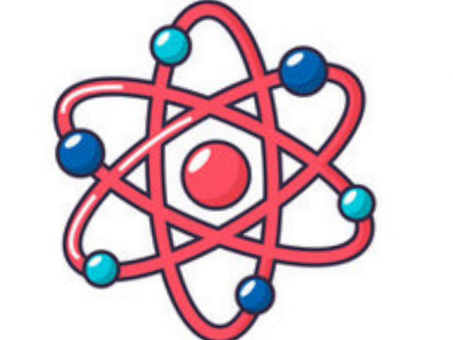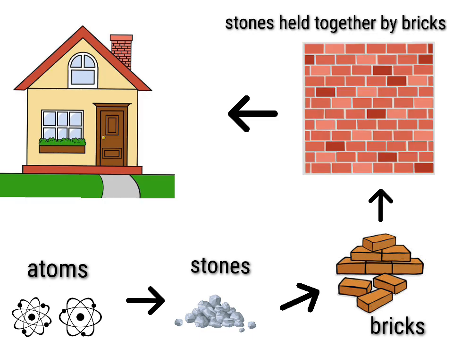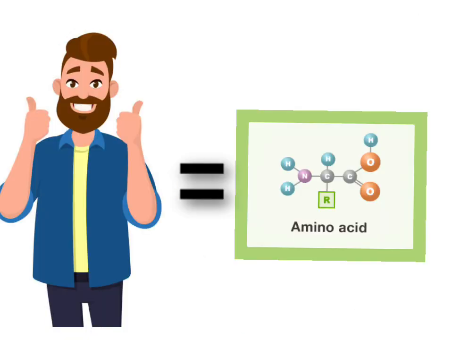So what am I trying to tell you? Why don't we start from the bottom? Atoms come together to make these little stones, okay? And these little stones come together to make bricks. These bricks are held together and come to make a house. So going backwards again, we said amino acids are the building blocks of proteins. Now, the building blocks of proteins, follow me very carefully, are amino acids.